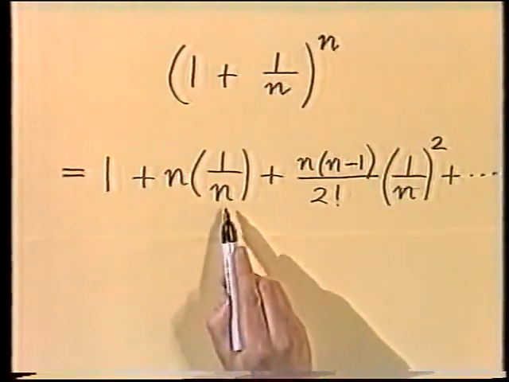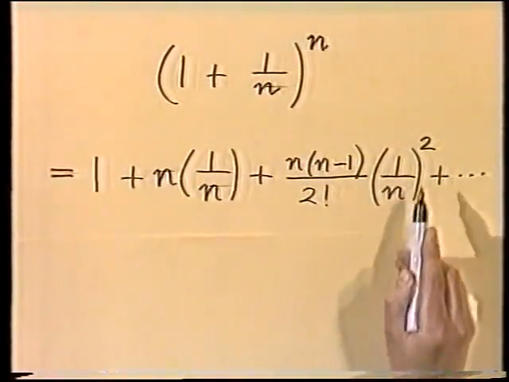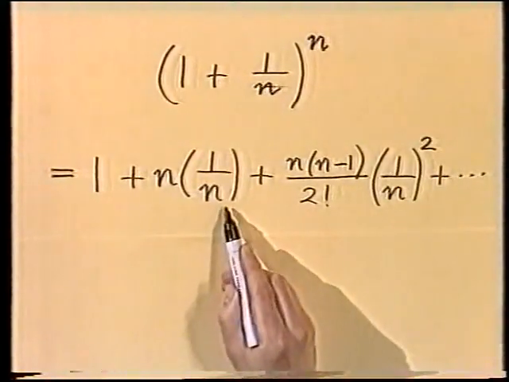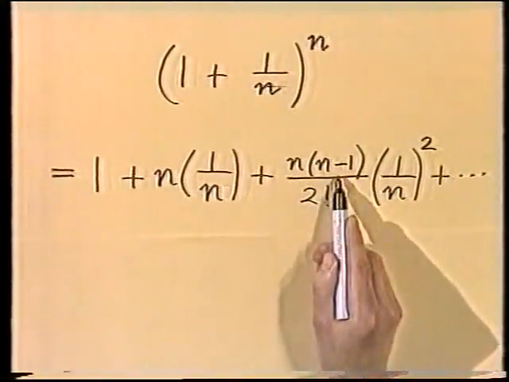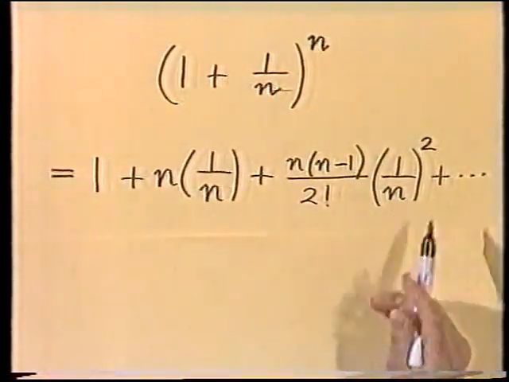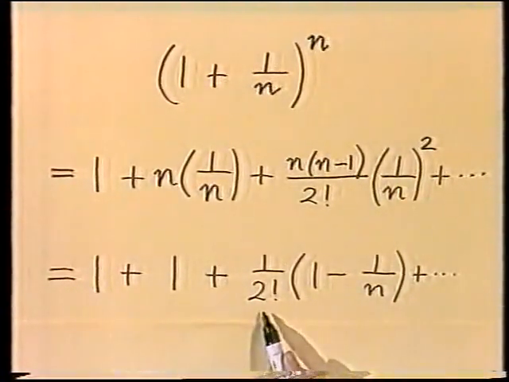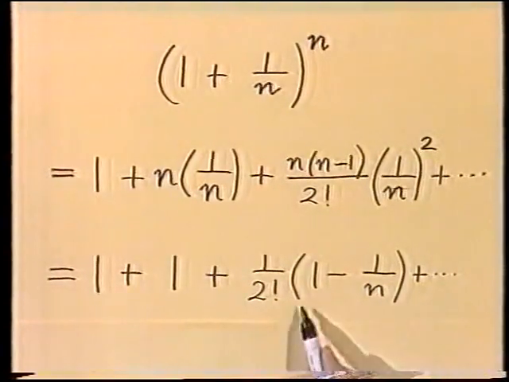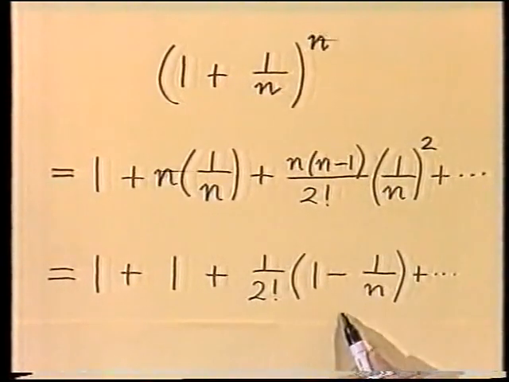1 plus n times 1 over n, plus n times (n minus 1) over 2 factorial times 1 over n squared, and so on. Well, n times 1 over n is 1. And we can divide n into this term and this term from the n squared. And that gives this. 1 plus 1 plus 1 over 2 factorial into (1 minus 1 over n), and so on. Well, we know that 1 minus 1 over n is increasing. So this term is increasing.